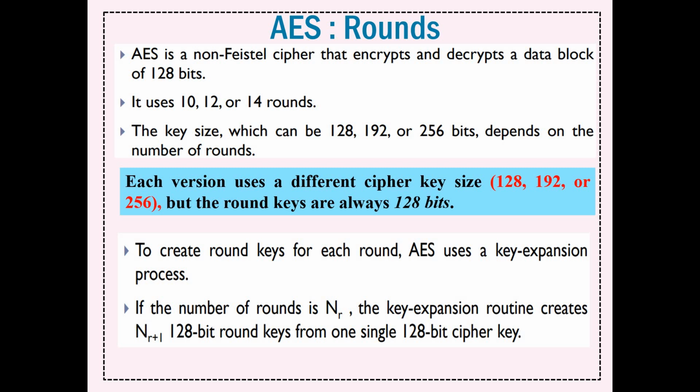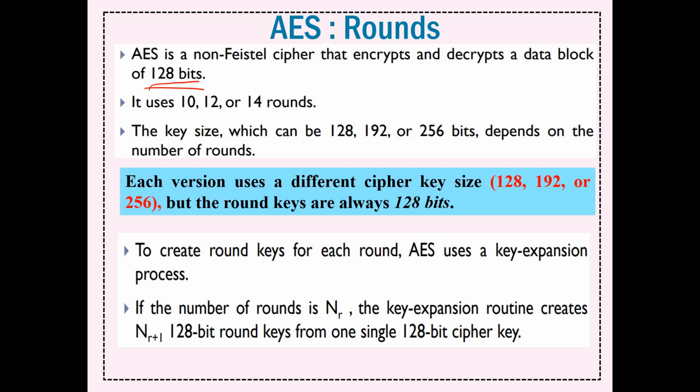One of the things is that it is a non-Feistel cipher. It is not the Feistel cipher, so you don't have any function on the key which controls the algorithm. So we are independent of that. That's why it's a non-Feistel cipher that encrypts and decrypts the data block. But the data block is of 128 bits. That's one of the changes. In the case of DES, it was 64 bit. Here it is 128 bits. That's the first change that is happening.